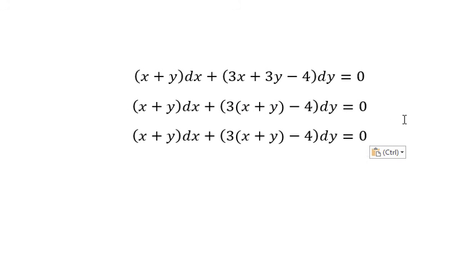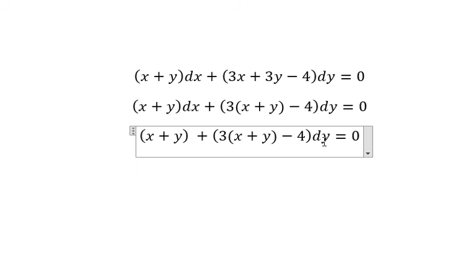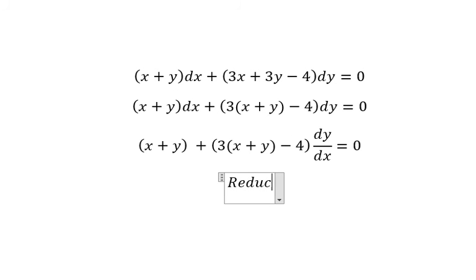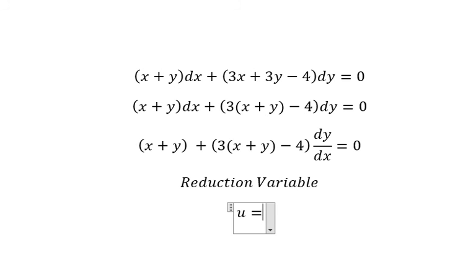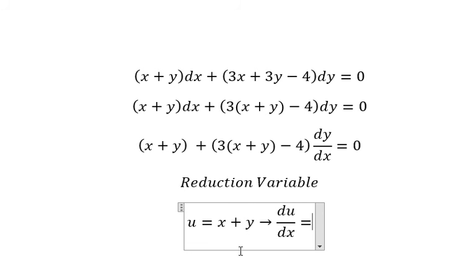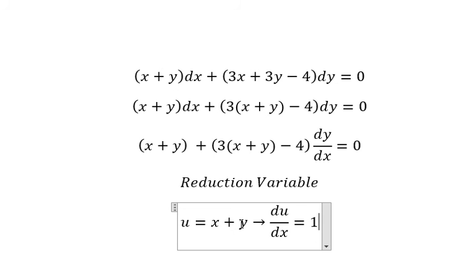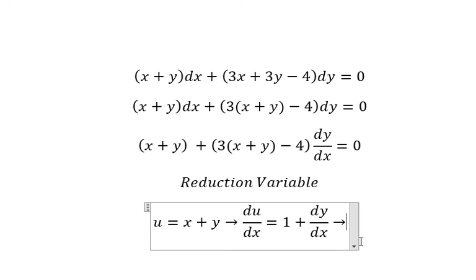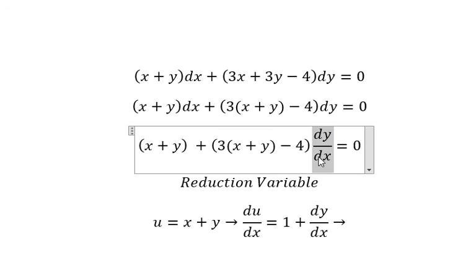Next, I will divide both sides by ds. Now, we apply the same technique. So, I will put u equals s plus y. If I take the first derivative of both sides, we have du over ds. First derivative of s, you get number 1. First derivative of y, we have dy over ds. Because we don't have number 1 next to dy over ds, we put number 1 to the left.